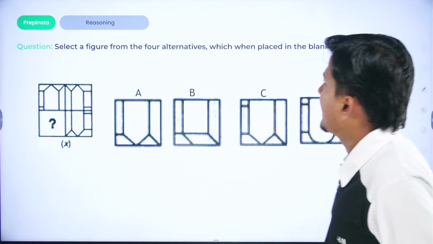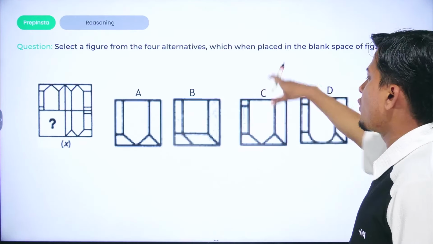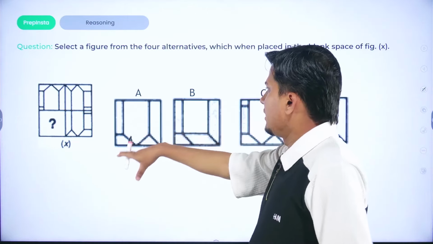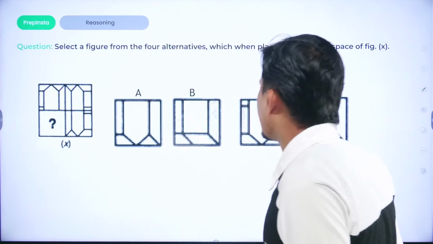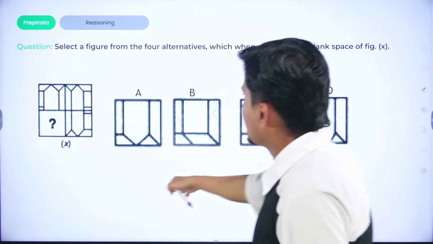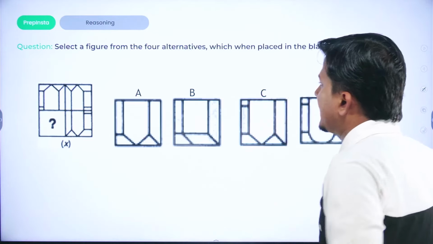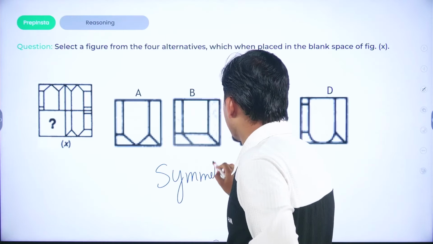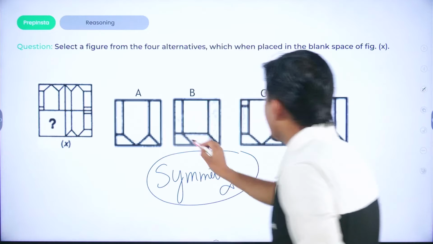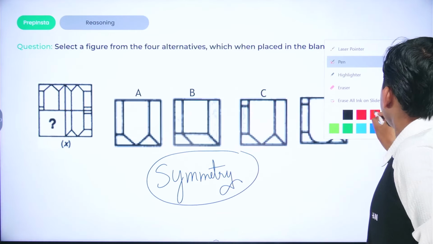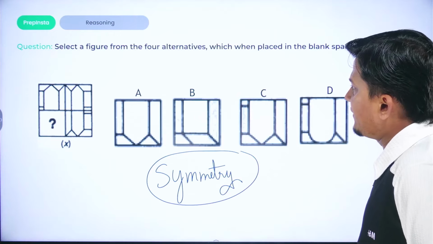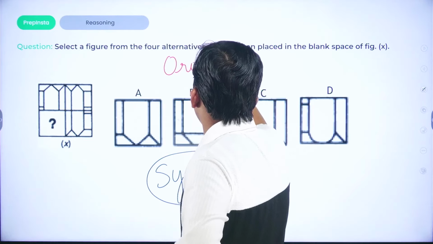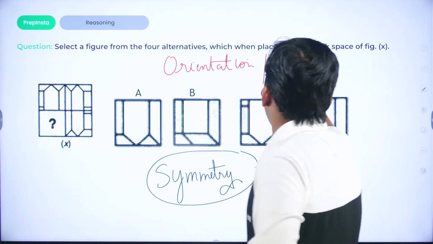So this was again a question. Select a figure from 4 alternatives which when placed in the blank spaces. All we have to check, if it is a complete figure, is which of the options could come into the place of this question mark and can complete this particular figure. So all we have to look for is symmetry. Just look for the symmetrical portion through which it could be filled in the blank space. Now how symmetry will work is we have to check for the orientation and the alignment in the option figure.